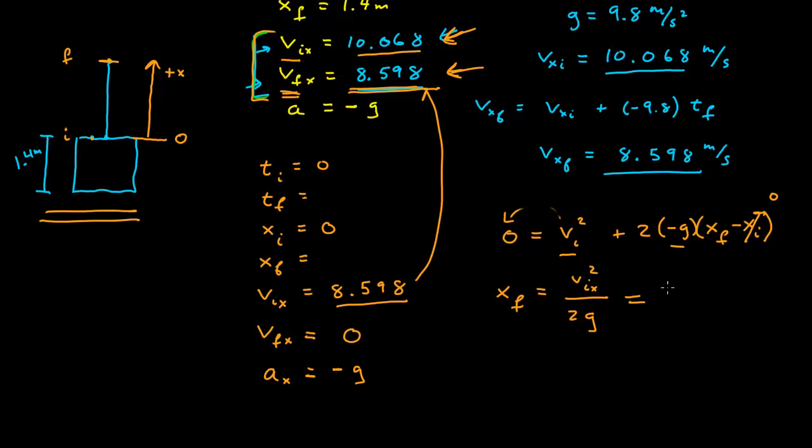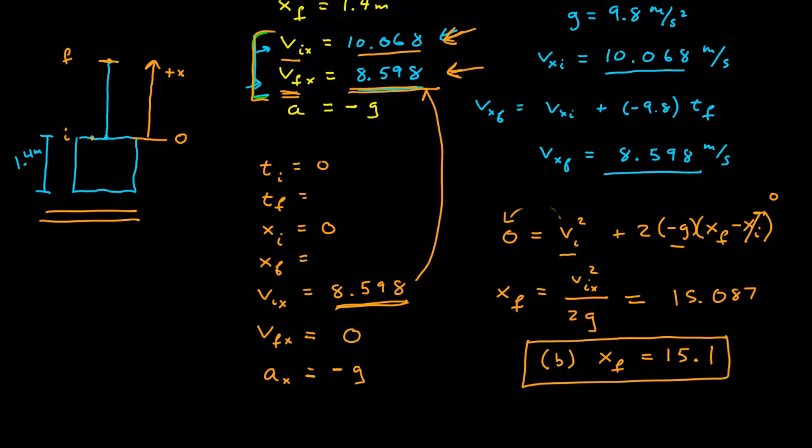At this point, I can plug in my values for 8.58 and put it in my calculator, and I'll get something like 15.087. This now gives me my answer to part B of this problem, the final position, which I'll call 15.1 meters.